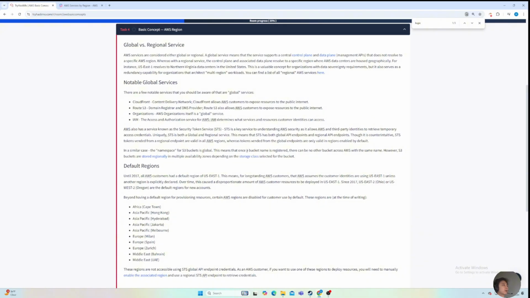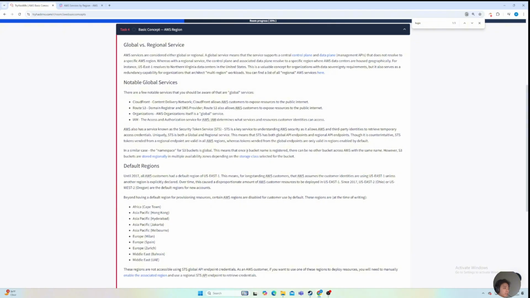AWS also has a service known as the Security Token Service, STS. STS is a key service to understanding AWS security, and it allows AWS and third-party identities to retrieve temporary access credentials. Uniquely, STS is both a global and regional service. This means that STS has both global API endpoints and regional API endpoints. Though it is counterintuitive, STS tokens generated from a regional endpoint are valid in all AWS regions, whereas tokens generated from the global endpoints are only valid in regions enabled by default.